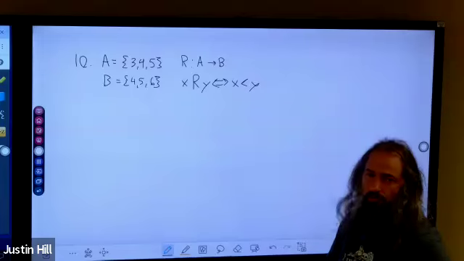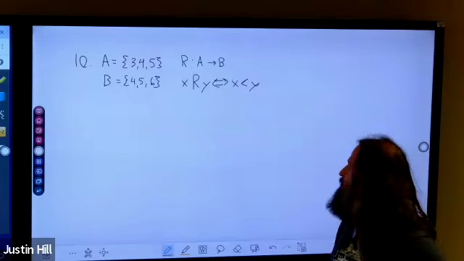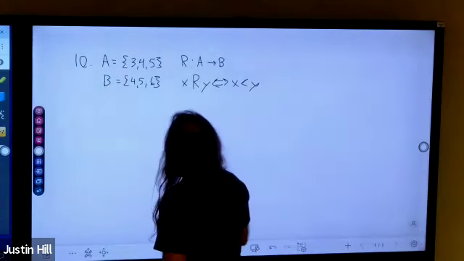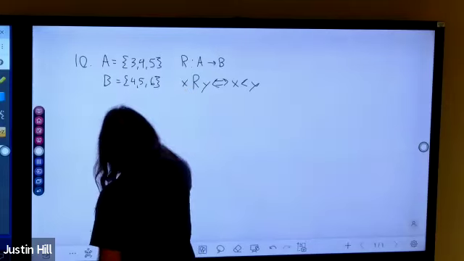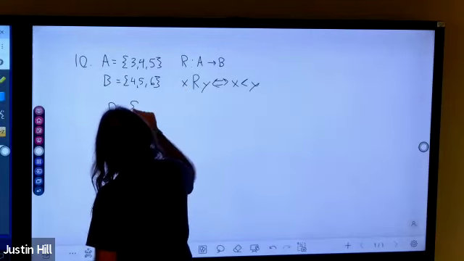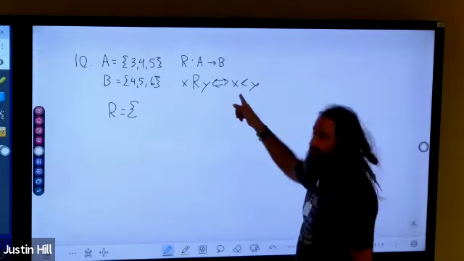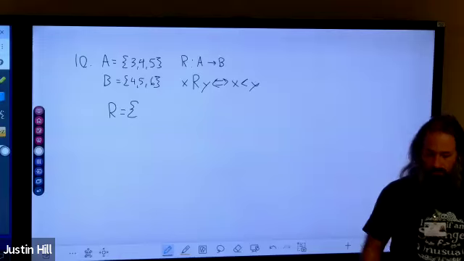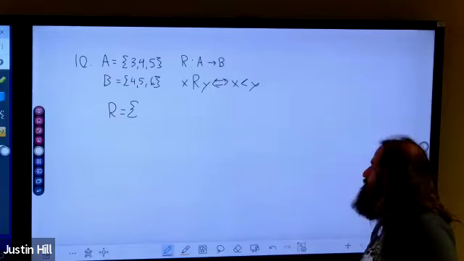What I want you to do in this one is state explicitly which ordered pairs are in R and which are in R inverse. So this rule tells me how to do the relation, but the relation itself is the set of all the ordered pairs we could get where X is less than Y. So what did you guys get?